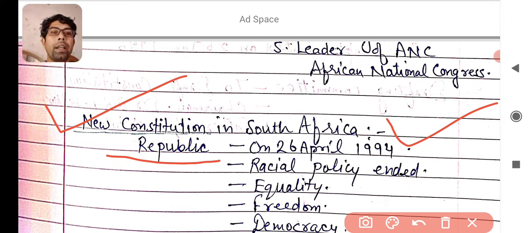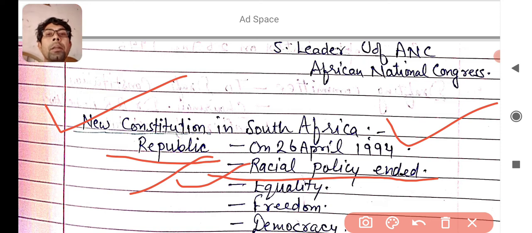On 26 April. And you are going to learn about the need of constitution now. In this stanza, after the making of the constitution, there was an end of racial policy. Racial policy came to an end. And there was equality set up among the people in South Africa. And there was freedom also for all of them. And there was democracy set up in Africa after making a new constitution in 1994.